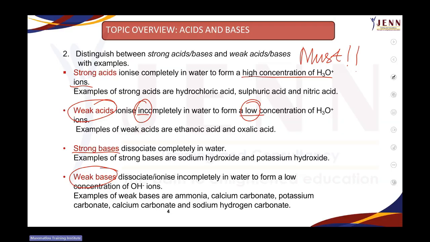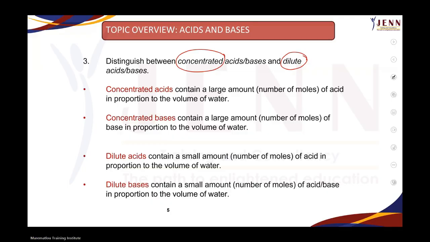Because we say a strong acid produces a high concentration. That means if an acid is weak, it will not have a high concentration. But that's not true, and we need to clarify that it's not true. A weak acid can be concentrated. A strong base can be diluted. So the words concentrated and diluted refer to the amount, the quantity of particles.